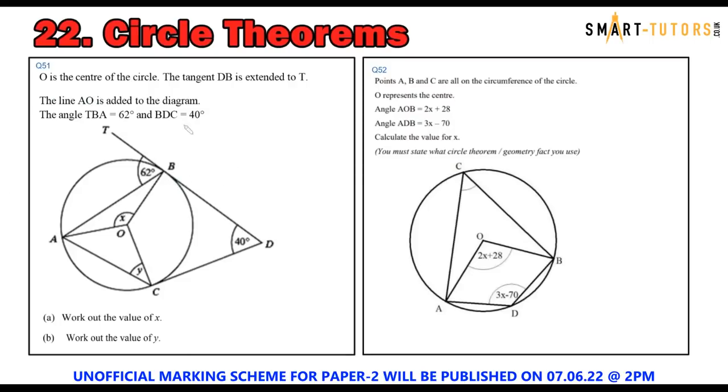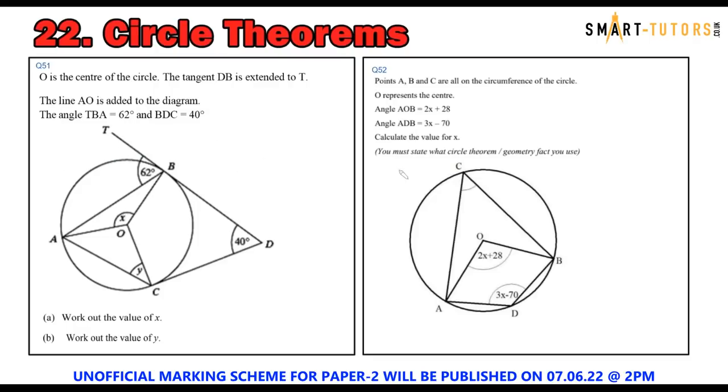O is the center. We are going to choose 2 questions and talk about the circle theorems involved. The tangent DB is extended to T. The line AO is added to the diagram. The angle TBA is given as 62 degrees and BDC is 40 degrees. If you don't have the time to write the step-by-step reasoning, you can mark it in the diagram and reason it out there. You can do that also.